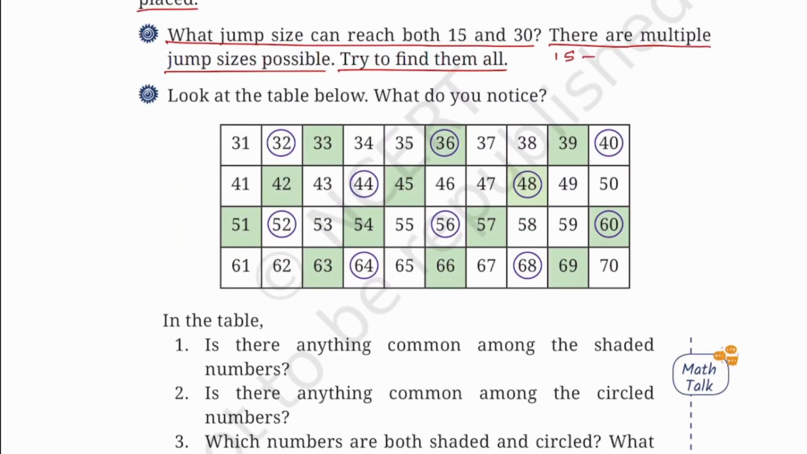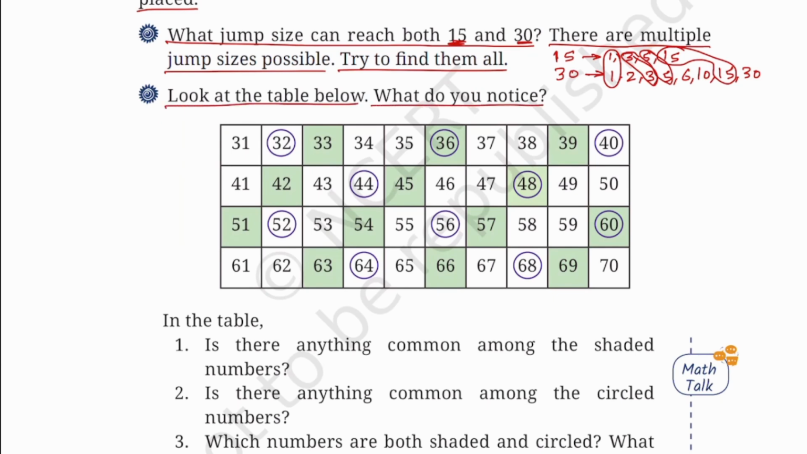Factors of 15, factors of 30, so the common factors are 1, 3, 5, and 15. Jump sizes of these common factors will enable us to reach the two treasures kept on 15 and 30. Look at the table below.